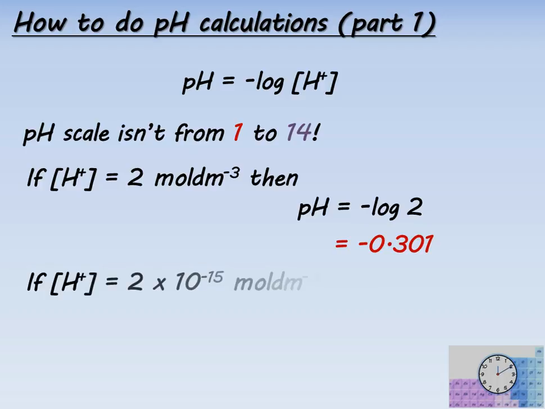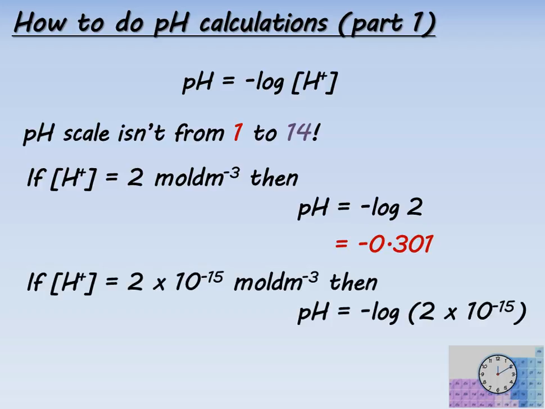Or, if we have a very alkaline solution, we might have a concentration of hydrogen ions as low as 2 times 10 to the minus 15 moles per dm cubed. The pH here then is negative log of 2 times 10 to the minus 15, which takes us to a number greater than 14.